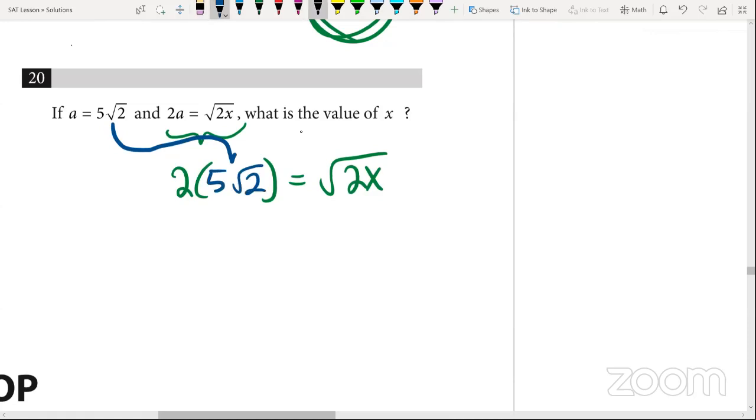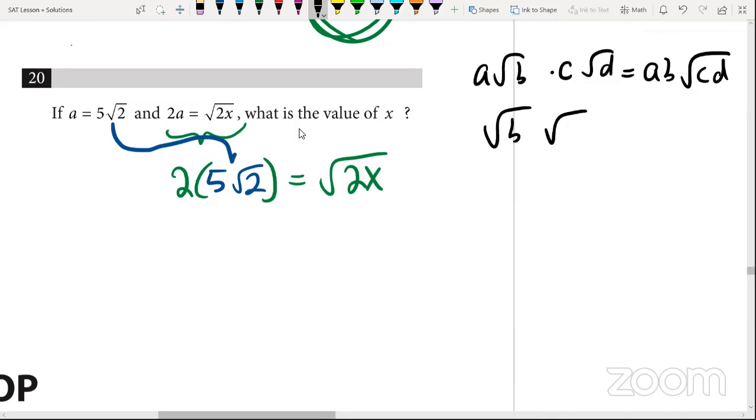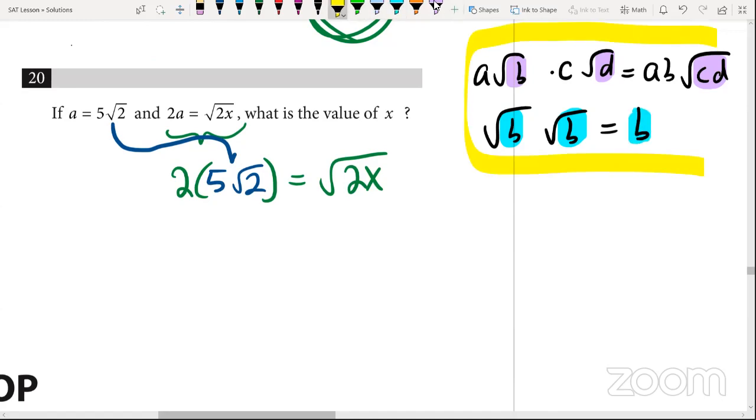So you have to be a little decent with radical operations. For instance, a root b times c root d is equal to ab root cd. And also, root b times root b would just be b. So when it comes to the radicals, if you have different things underneath, you're multiplying and leaving the radical. But when you have the same thing underneath, this would really be the square root of b squared, and they cancel. So you have to know by heart that that makes the radical disappear. These are some basic radical operations that you want to be good at.